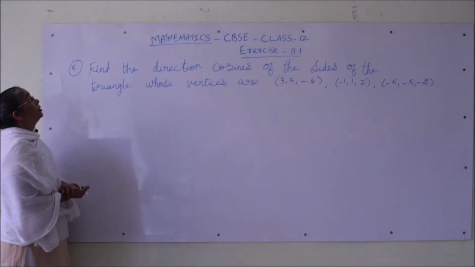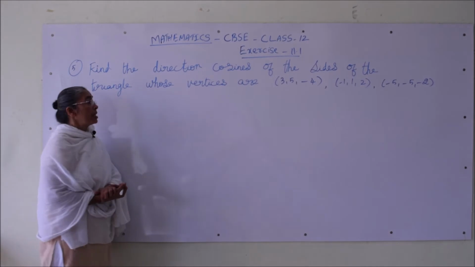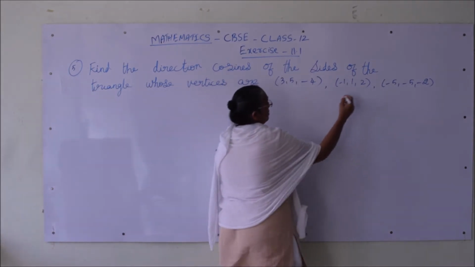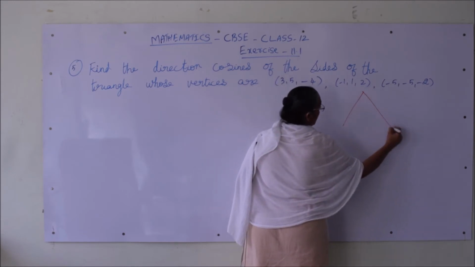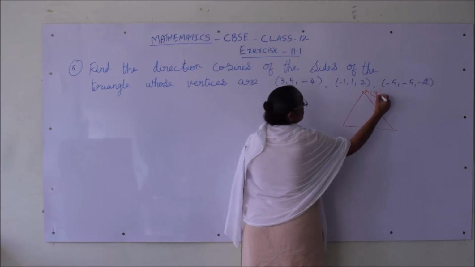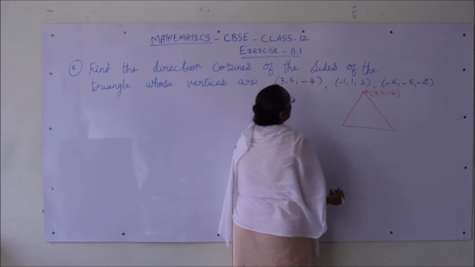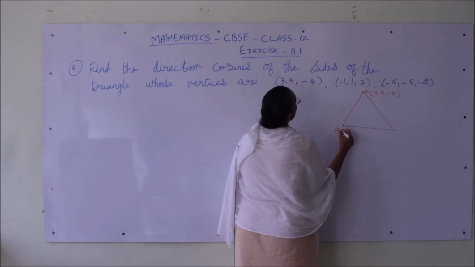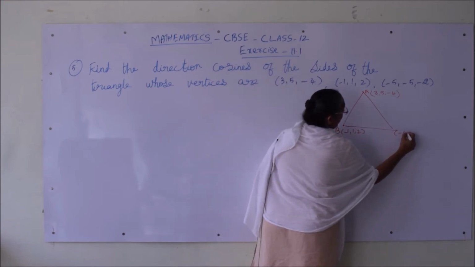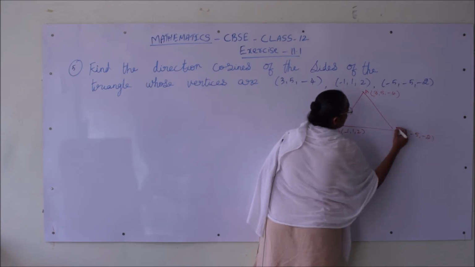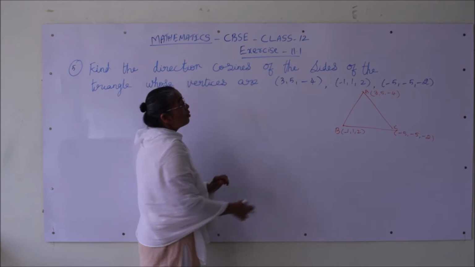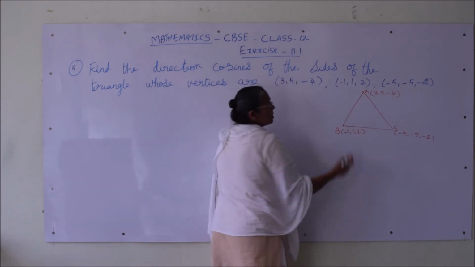Question number 5. Find the direction cosines of the sides of the triangle whose vertices are given. Let me consider the triangle ABC here. The vertices of triangle ABC are: A is (3, 5, -4), B is (-1, 1, 2), and C is (-5, -2, 0). So, we have to find the DCs of AB, BC, CA.